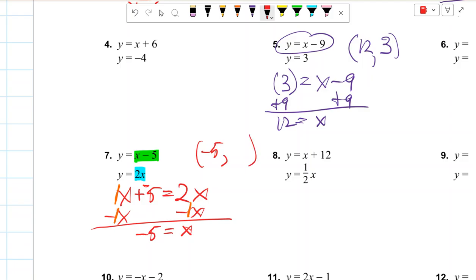Now we need to search for a y. Well, this bottom one's super easy to use. Negative 5 times 2 is negative 10.